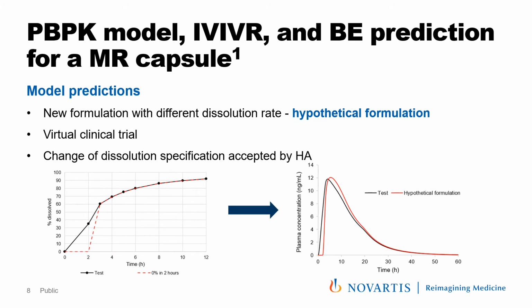The developed model was used to simulate the plasma concentration profiles for a new formulation with a different dissolution rate, as shown in the figure with red line. This hypothetical formulation has 0% of drug dissolved in 2 hours. The simulated plasma concentration profile is similar to the test product with a slight delay in Tmax and similar Cmax and AUC. Also, virtual clinical trials showed bioequivalence of these two formulations.